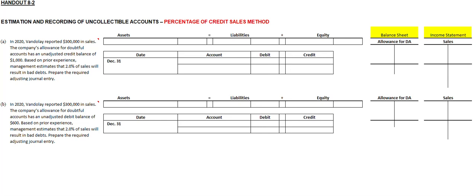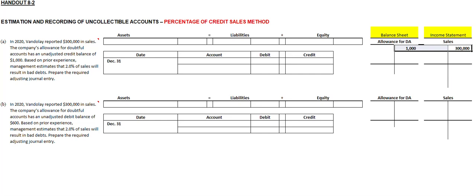In this video, we're going to walk through Handout 8-2, the estimating and recording of uncollectible accounts using the percentage of credit sales method. We're told that in 2020, Vandelay reported $300,000 in sales, and the company's allowance for doubtful accounts has a credit balance of $1,000. So again, before we make any adjustments, our allowance for doubtful accounts has a $1,000 credit balance.